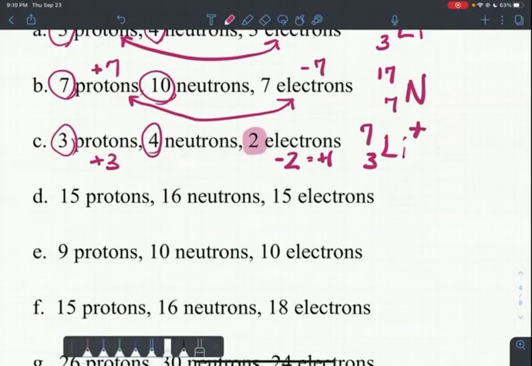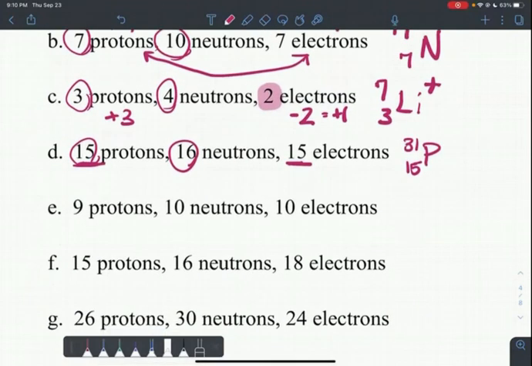15 protons. Who has 15 protons? Phosphorus, 15. And then we're going to add 15 plus 16, and we're going to get 31. And we're going to look and we're going to say we have equal numbers of protons and electrons. So it's uncharged.